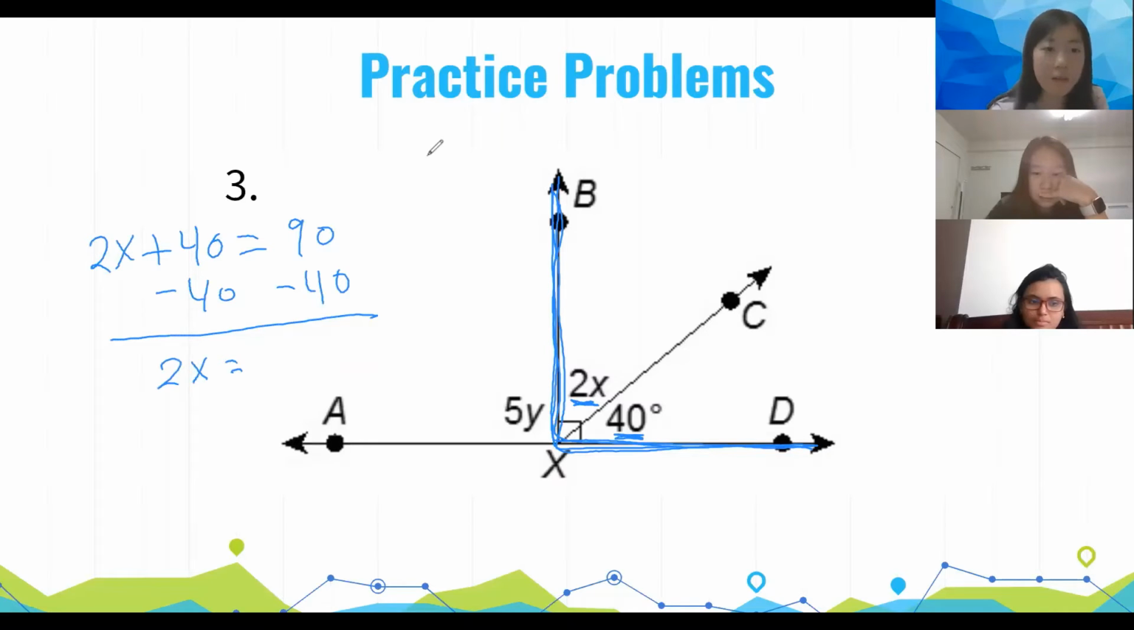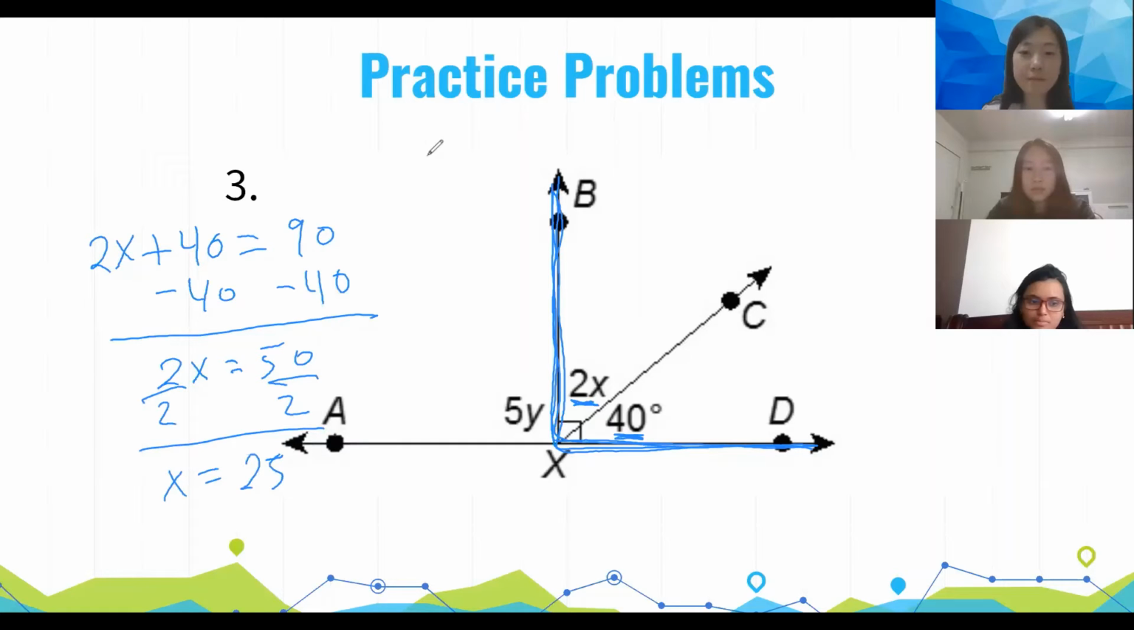And you get 90 minus 40 is 50. And then you divide by 2 on each side. Yes, divide by 2 on each side, and then we will get x equals 25. So now we know what x is. We could plug this back into this term. So do you know what degree this is now?